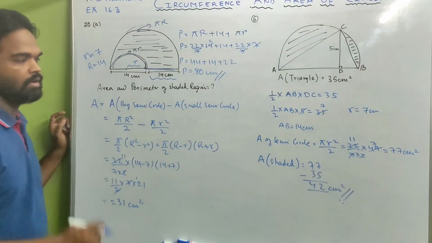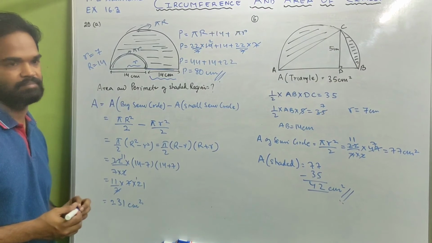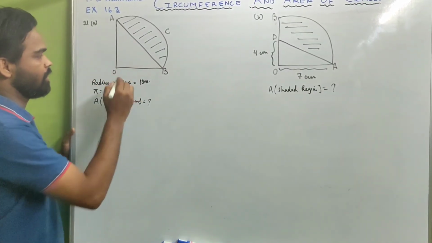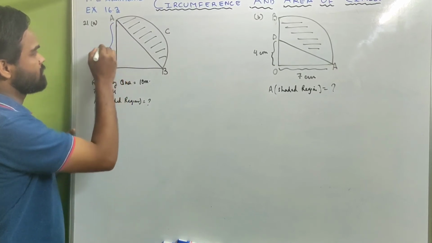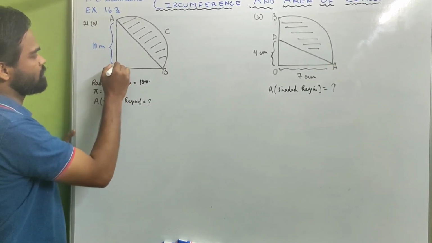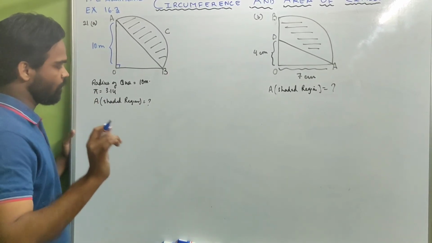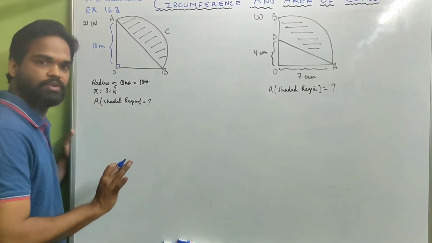Done. Now let us see the next sum. Look at 21 part A. They've given a quadrant. The radius of the quadrant is 10 meter. We know this is 90 degree. They've told us to use the value of pi as 3.14. They've asked for the area of the shaded region.